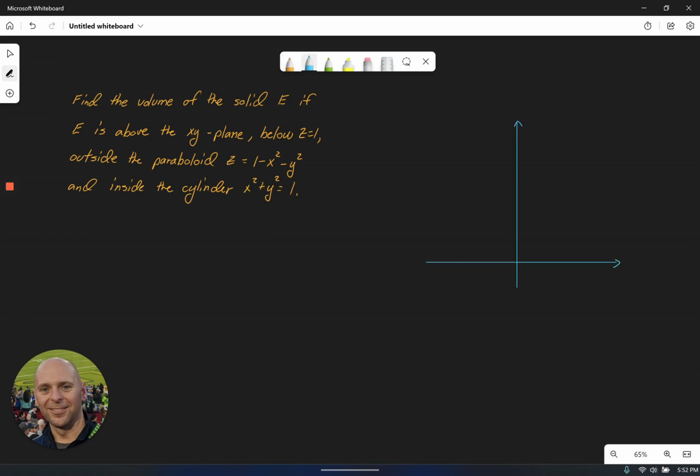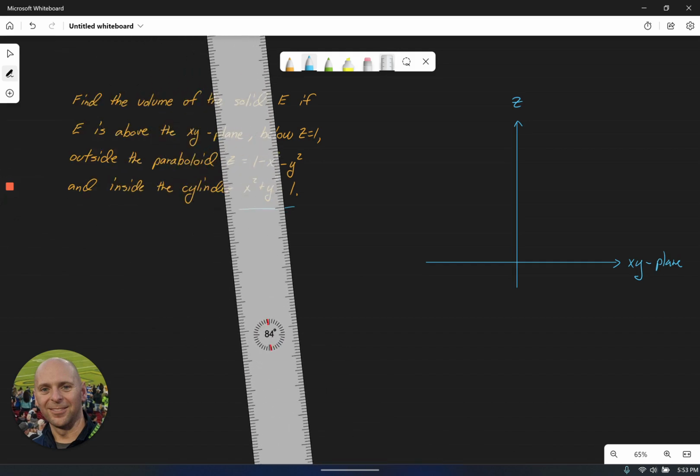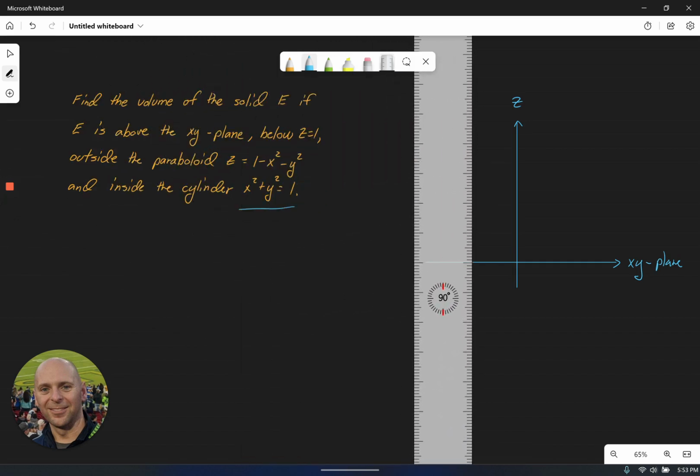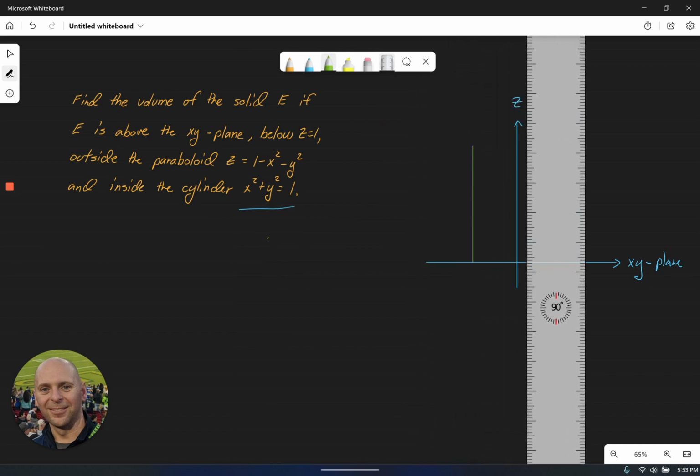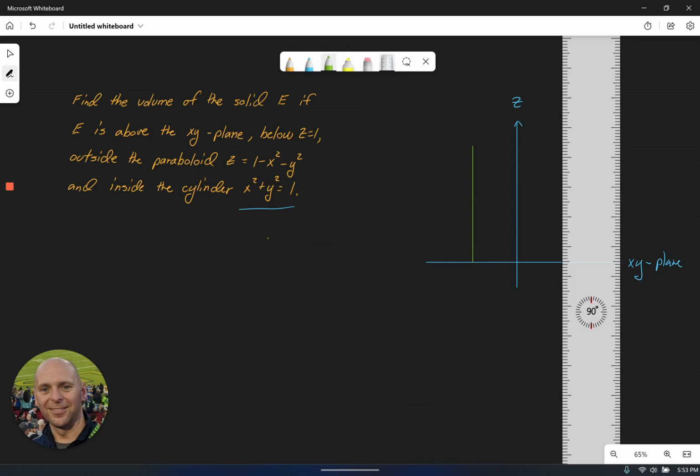So here's some axes, and I generally like to do these by sketching out a cross section. So this is going to represent the xy plane and the vertical axis z. So let's see what we've got. We've got a cylinder of radius 1. So let's sketch that onto our graph. Again, we're looking at a cross section, so the cylinder is going to come up from the xy plane and be a distance of 1.